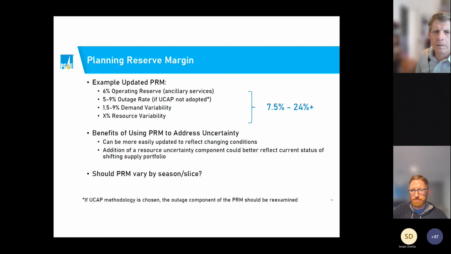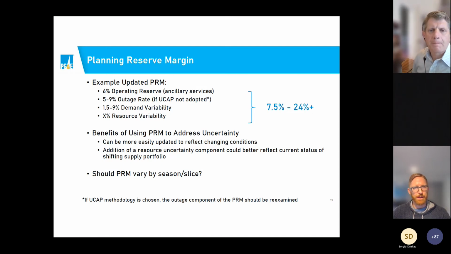But whereas if you put these as inputs into an LOLE study to calculate the expected need for capacity to reach 0.1 LOLE, you may get a much different result, right, as a combination of these inputs that does not yield a 24% PRM. Is that fair? Yeah.